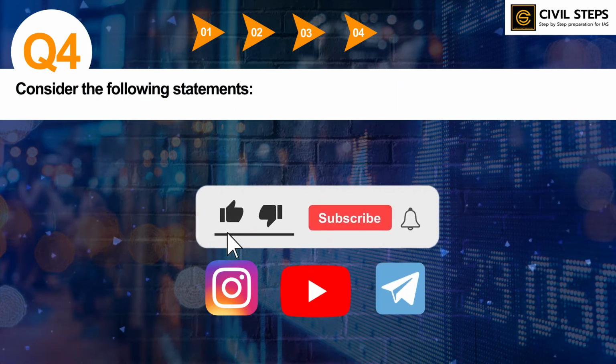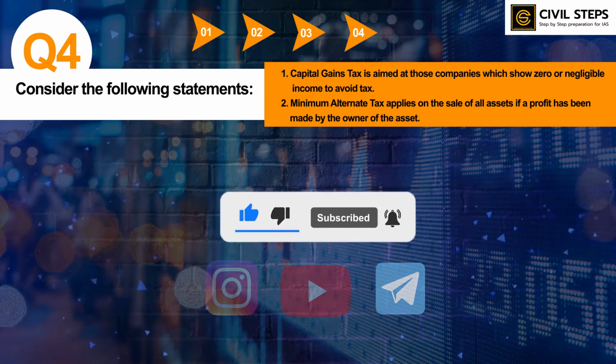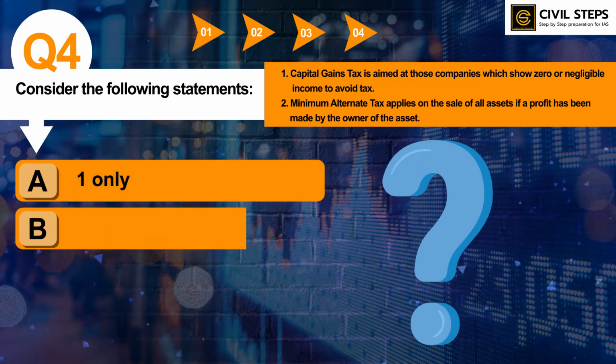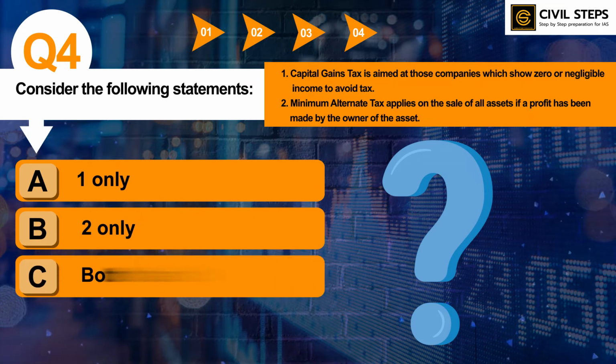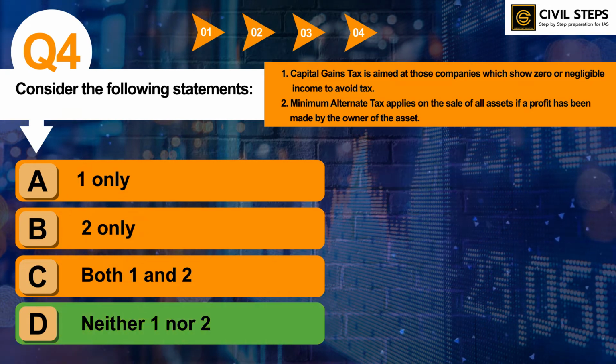Consider the following statements. First, capital gains tax is aimed at those companies which show zero or negligible income to avoid tax. Second, minimum alternative tax applies on the sale of all assets if a profit has been made by the owner of the asset. So, which of the statements given above is or are correct? Option A, one only, B, two only, C, both one and two, D, neither one nor two. So the correct answer of this question is option D, neither one nor two.